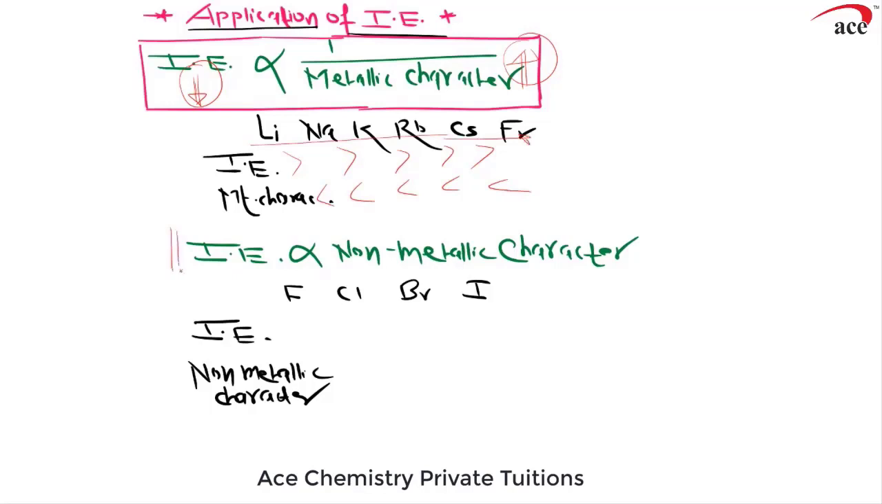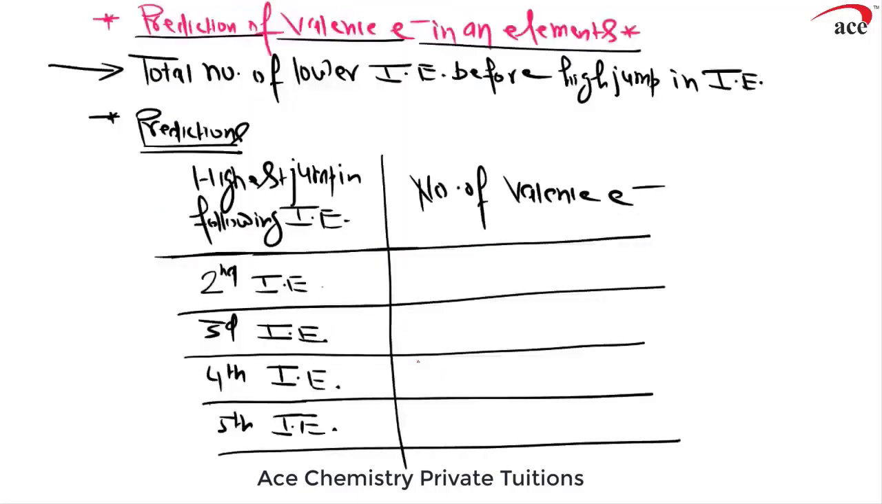If ionization enthalpy is very high, then non-metallic character is very high. Student, if you see, the ionization enthalpy goes on decreasing, so non-metallic character will decrease.